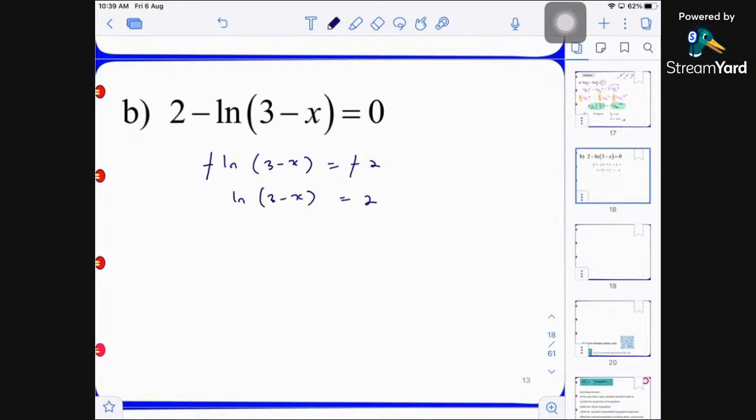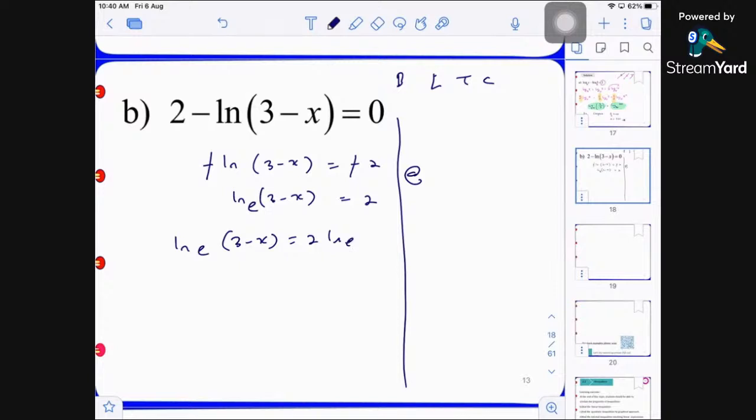Now here got two methods. I do the first method first. I do the BLTC method. Base the same. So if here the base is e, here also you have to make the base the same. So ln of 3 minus x equals to 2 ln e. Agree? Okay. Because ln e is 1, so I can just put that. No problem. So the base is already done.